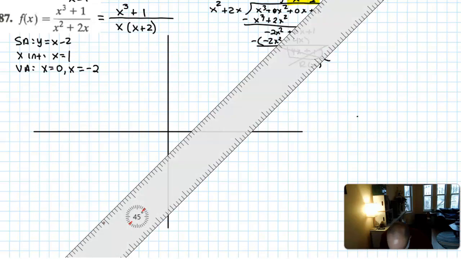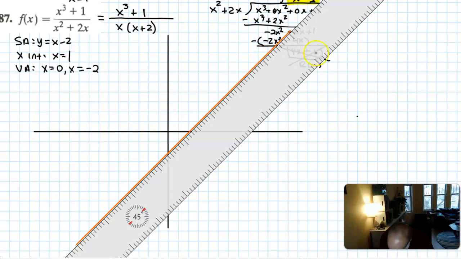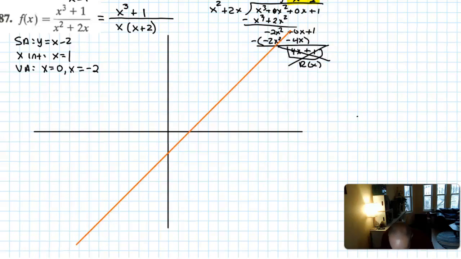So we have y equals x minus 2 at 45-degree mark. I'm going to do this just as a single solid line because it's easier. There we go. Vertical asymptotes at 0. I'll just stick with the orange. So we're just going to do the asymptotes as solid lines here.